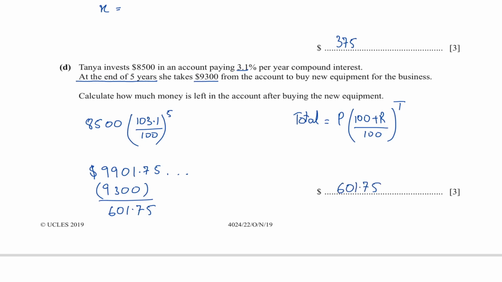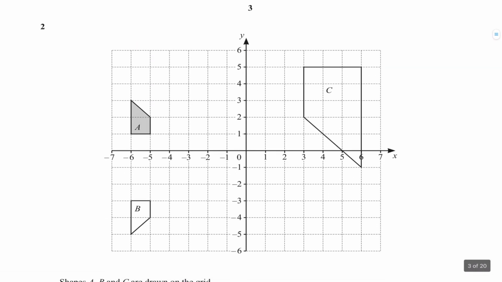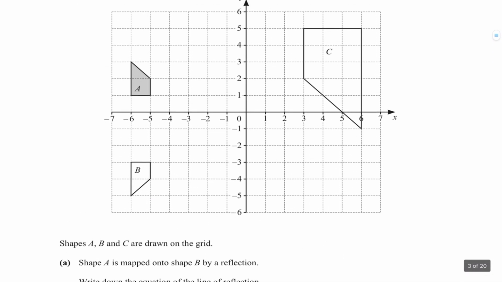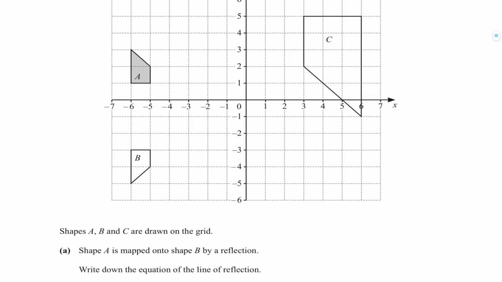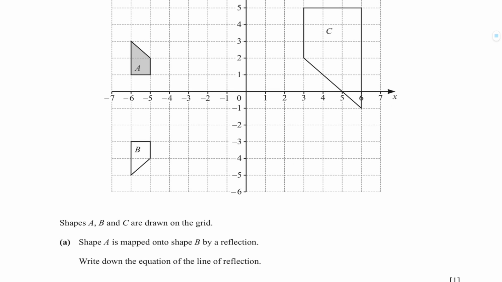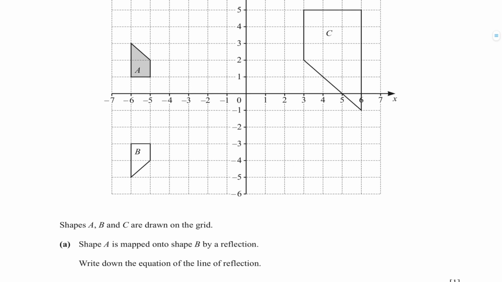Okay, so let's move to the next question, which is part 2, and this is related to transformation. It says shape A is mapped onto shape B by reflection. Write down the equation of the line of reflection. In order to find the equation of the line of reflection, you take any two corresponding points and find their midpoint. So this point A onto B, that means B is your object. If you go from this point to this one, that's 1, 2, 3, 4.